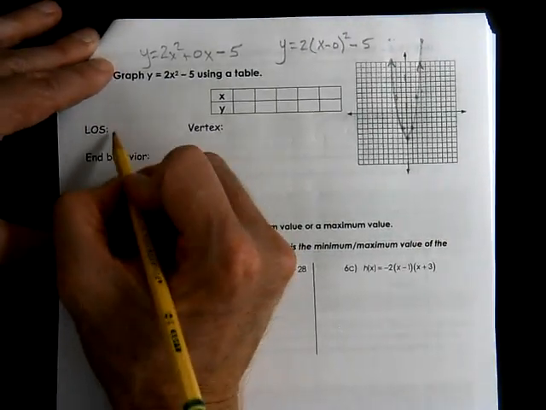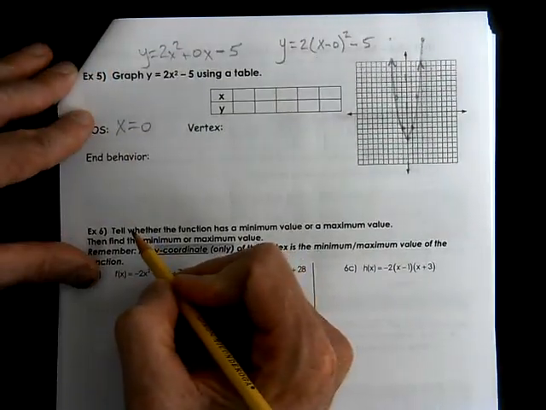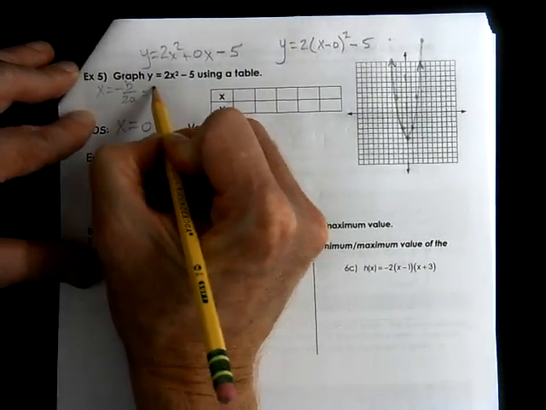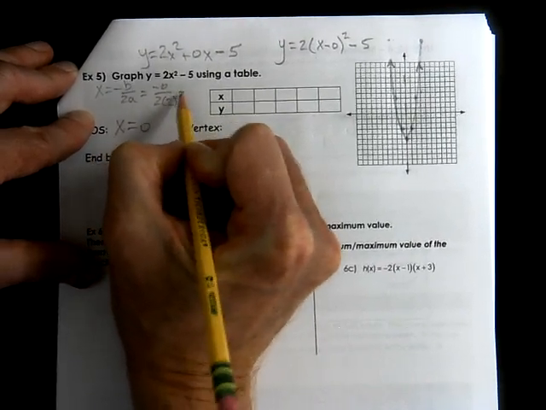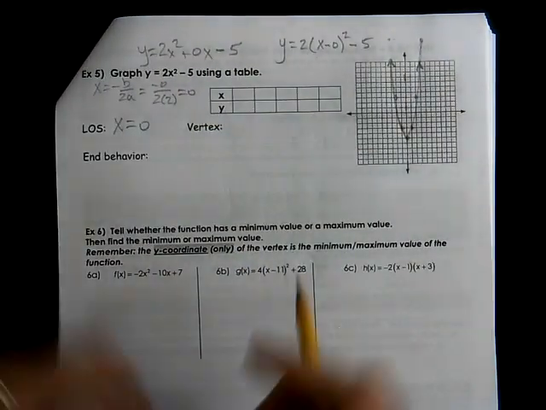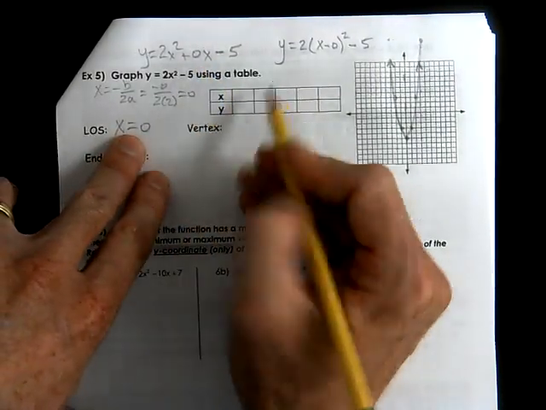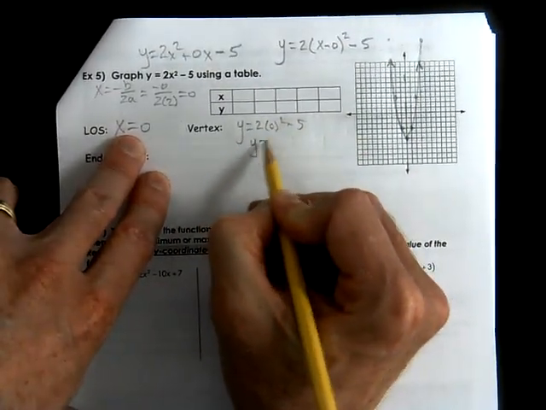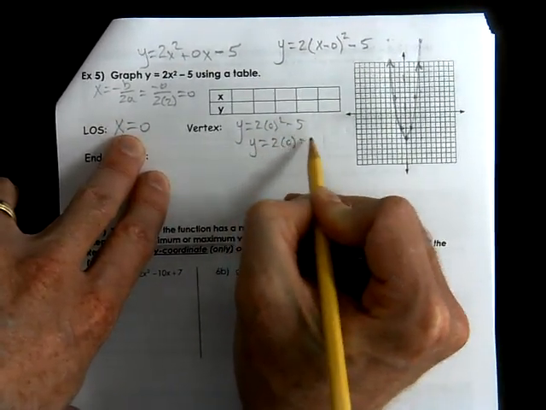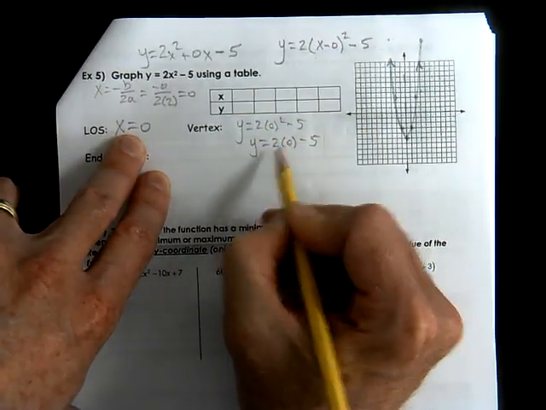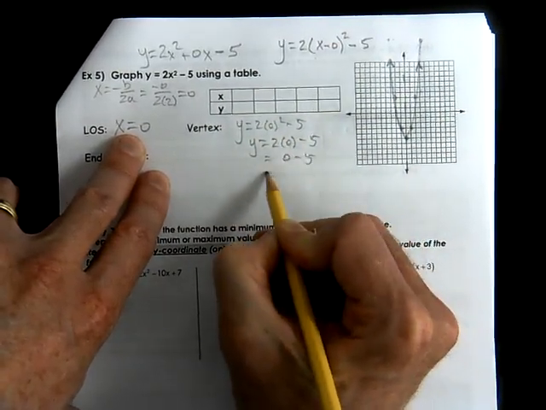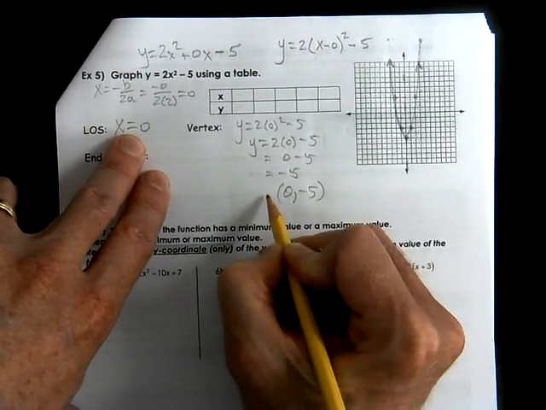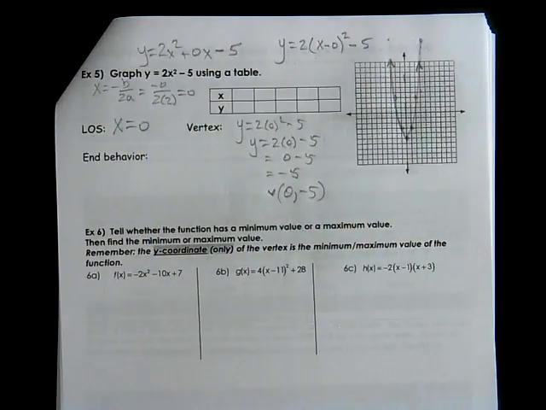So your line of symmetry we knew was x equals 0. If you wanted to do your -b over 2a to verify that, you could. And when we plug 0 into that, if you like to test your points, you're welcome to do that. But you don't really need to. 0 times 0 is 0. 0 times 2, so you get -5. So your vertex is 0, -5.